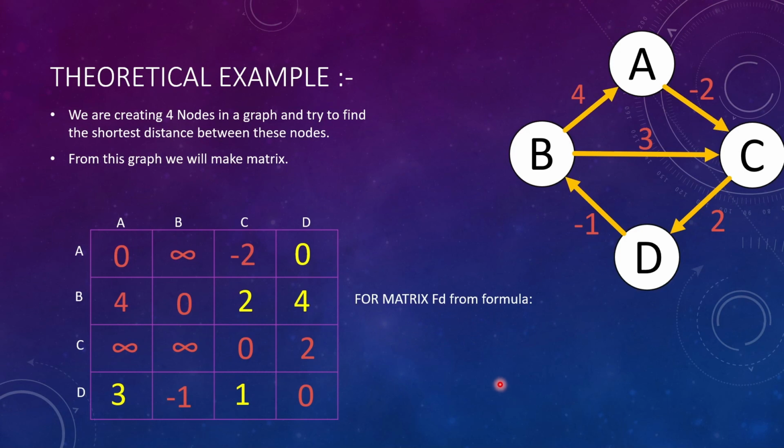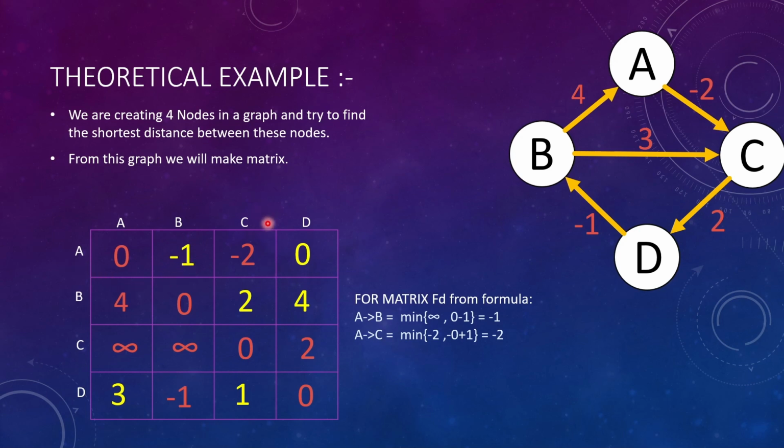So now we will do the same thing for node D. We will go from one node to another node via node D. So first A to B. A to B was previously infinity here, but we will go from A to B via D. So A to D is here 0 and D to B is minus 1. So effectively it will be minus 1, which is lesser than infinity. So minus 1 will get updated here.